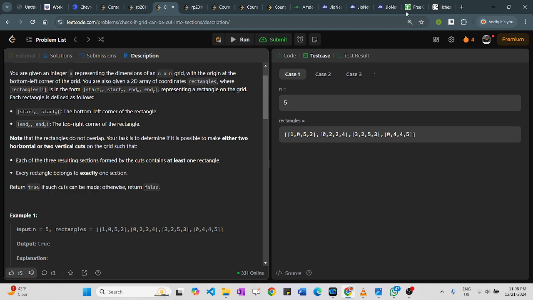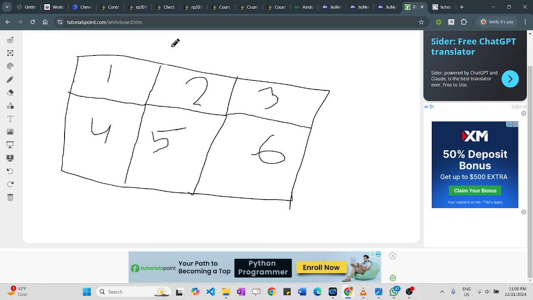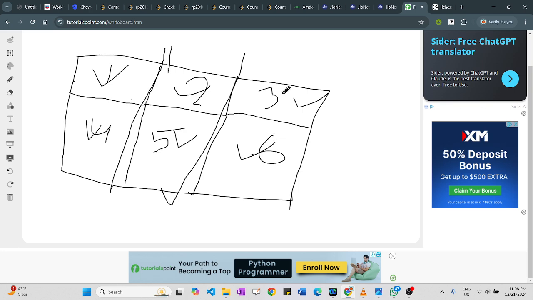Okay, so what does this question mean? Let's say this is the first partition I'm making here, and this is the second partition that I'm making here. You can see this part consists of two rectangles, right? And this part is also consisting of two rectangles. So I have divided this whole grid into three parts: the first part, second part, and third part. This part consists of two rectangles, similarly this part consists of two rectangles, and this part consists of two rectangles, right?